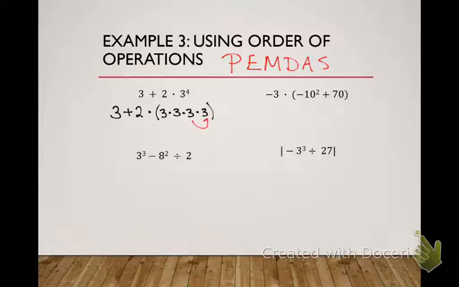This might be something I do off to the side. 27 times 3 is 81. Now 3 plus 2 times 81. Again, I'm showing this next step. So I've got my 81. What do I do now? Do I do 3 plus 2 or 2 times 81? 2 times 81.